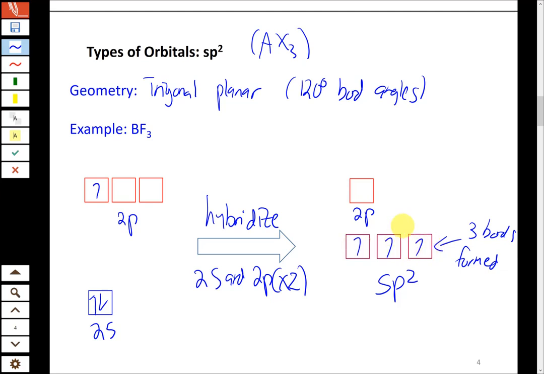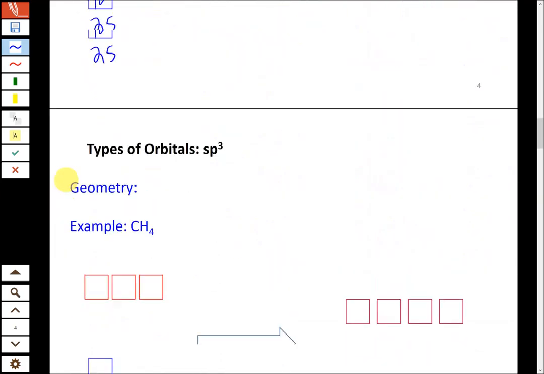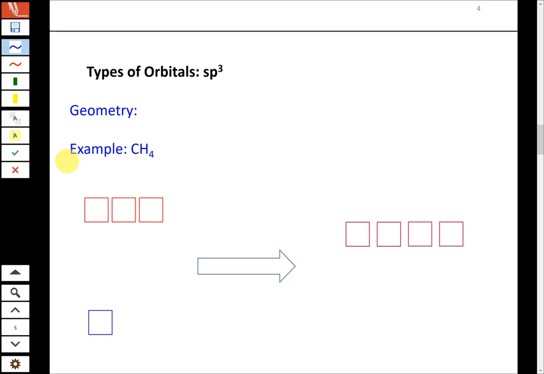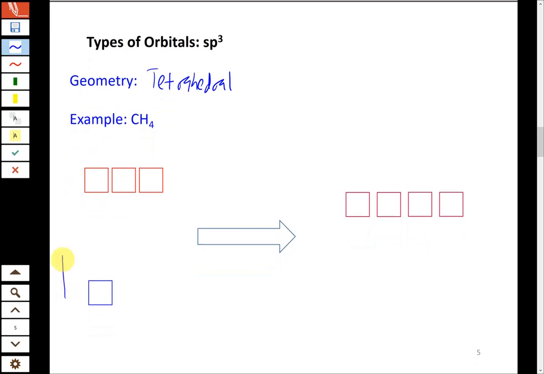All right, and then the last one that I'll go through in some detail is going to be sp3. So for sp3, this is going to correlate with the tetrahedral electron group arrangement or geometry. An example of this is CH4, which is methane. So if we think about the valence electron configuration of carbon, it has a filled 2s orbital, and then it has two electrons in 2p. And so once again, if we just have the atomic orbitals only available to us, it's kind of hard to rationalize that we're going to form four bonds and that the bond angles are going to be 109.5 degrees. Because you have only two unpaired electrons, and so we can't make four bonds with only two unpaired electrons.